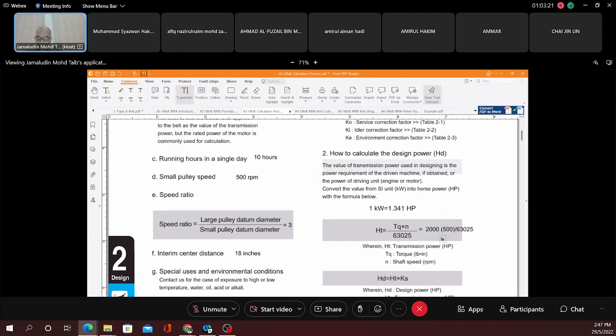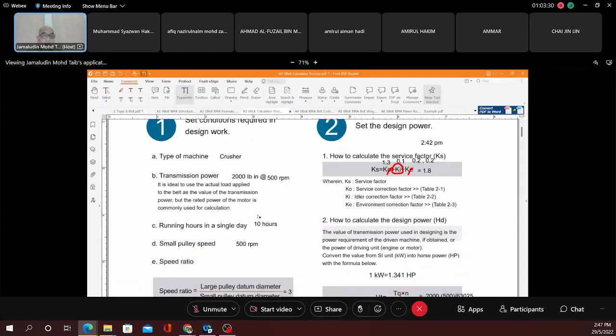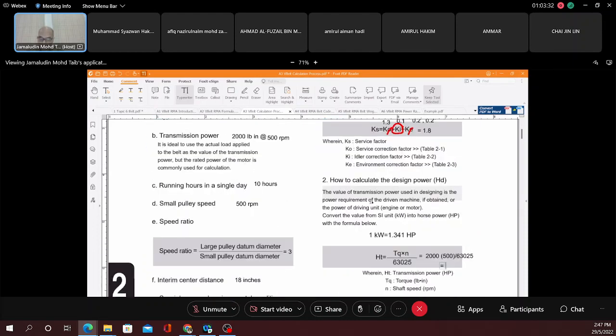That is going to be the required horsepower, 2,000 pound each. The unit is in pound each. At 500 RPM, divided by 63025, that means 15.87 horsepower. That is the required power.